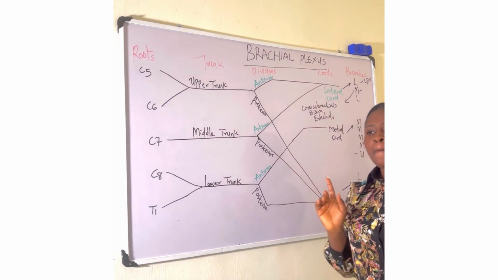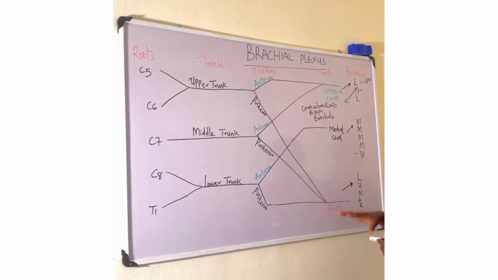Flexor digitorum profundus. Now let's go over to the branches from the medial cord. Now you can use M raised to the power of 4U to remember that. So the first M is the medial root of median nerve, which we join together with the lateral root of median nerve to form the median nerve. And I already told you the muscles that the median nerve supplies.